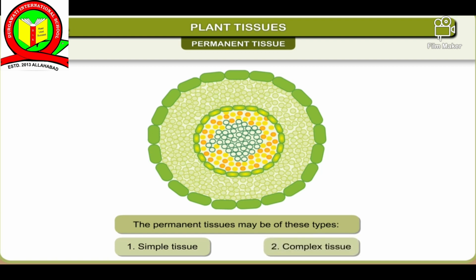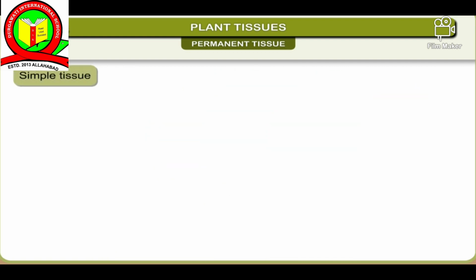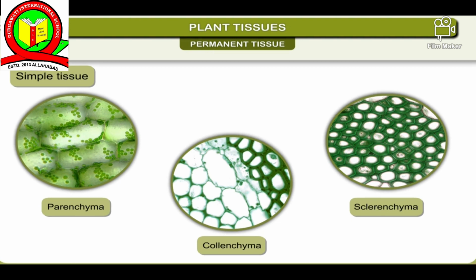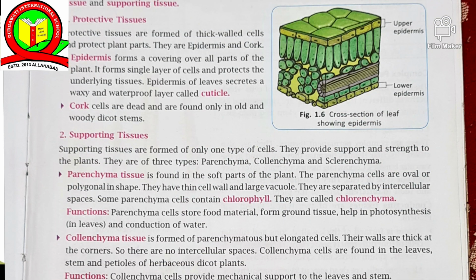Simple permanent tissues. These tissues are formed of only one type of cells. Based on their functions, they form protective tissue and supporting tissue. First is protective tissues. Protective tissues are formed of thick-walled cells and protect plant parts. They are epidermis and cork. Epidermis forms a covering over all parts of the plant. Epidermis of leaves secretes a waxy and waterproof layer called cuticle. The second one is cork. Cork cells are dead and are formed only in old and woody dicot stems.